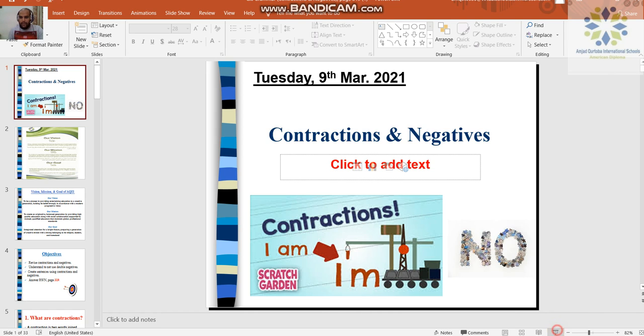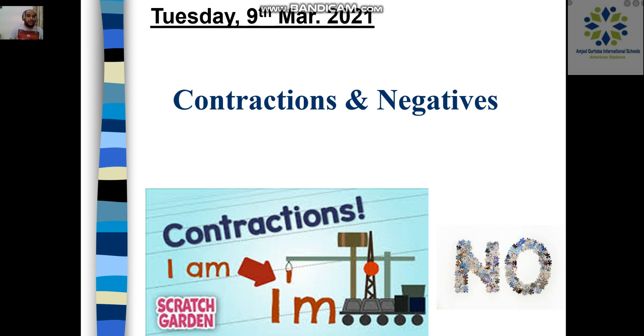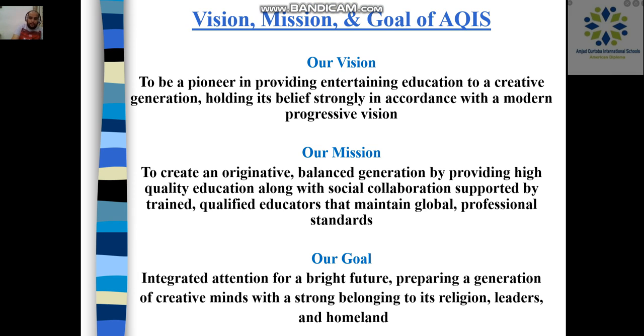So, of course, what we have studied, everyone considers this as the easiest lesson ever, but what you consider as easy is something that you have to be afraid of, because when you feel that something is easy, maybe you're going to commit mistakes when solving it, so please pay attention to teacher. Contractions and negatives, okay?